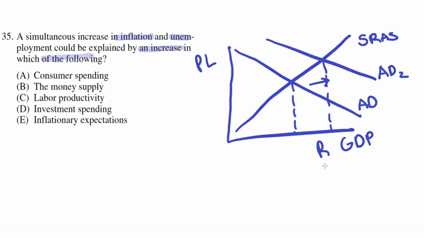The x-axis can also be meant to represent the employment. So with that said, we can see that there is an increase in employment or a decrease in unemployment. Similarly, for inflation, there's an increase in inflation because the original price level was here, but now it's up here. So, as a result from an increase in consumer spending, there's an increase in inflation and a decrease in unemployment, which is not what we're looking for. Therefore, we can eliminate option choice A.